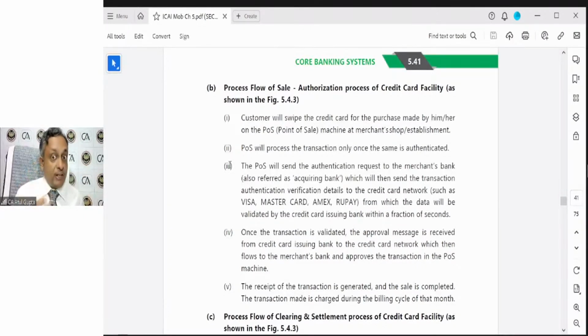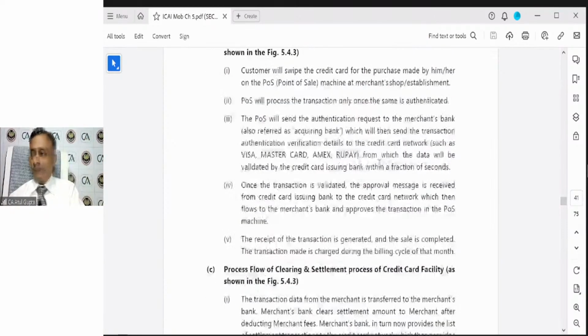credit card network. We have already talked about 4 companies as of now: Visa, Master, American Express, and RuPay card, from which data will be validated within a fraction of a second. Once the transaction is validated, the approval message is received from the credit card issuing bank to the credit card network, that is reflected in the point of sale terminal. A receipt of the transaction is generated. So this is how the transaction is completed. Okay.